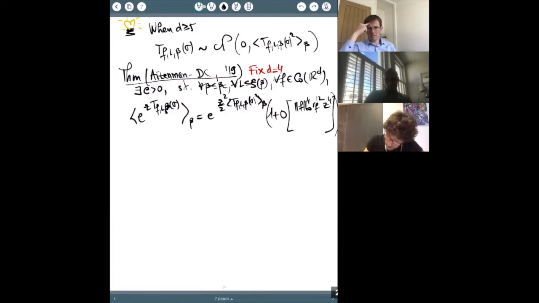But here, the important thing is that it's rescaled this time by log of L to the c. So c is a small constant. We prove the existence of a small constant.